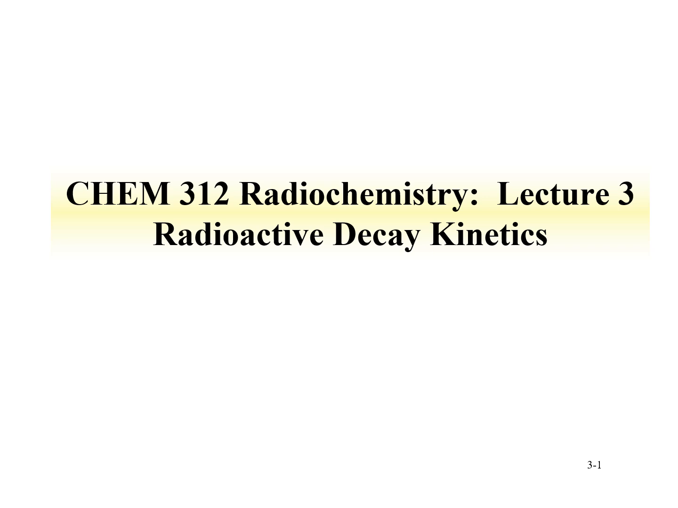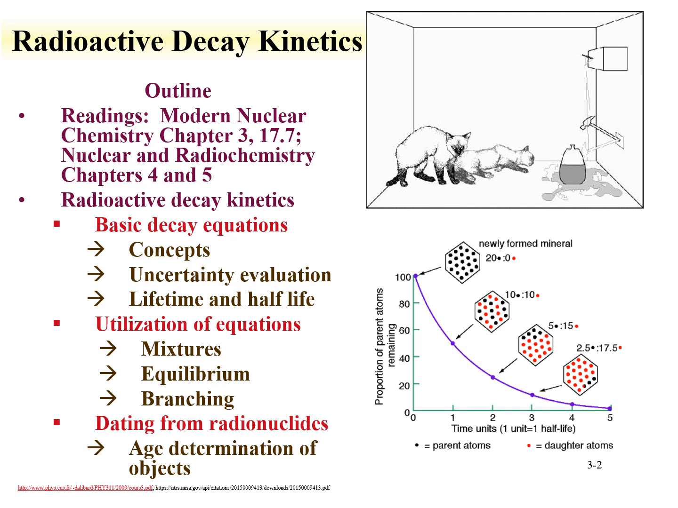Welcome to Lecture 3 for Chemistry 312 Radiochemistry. This is the lecture on radioactive decay kinetics. The readings for the discussion on radioactive decay kinetics are provided here: Modern Nuclear Chemistry, Chapters 3 and 17.7, and Nuclear and Radiochemistry, Chapters 4 and 5.